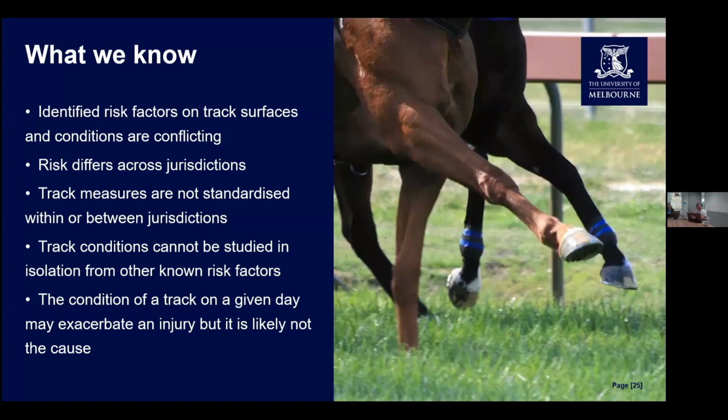So what do we know? We know that we've identified risk factors from track surfaces and conditions are conflicting, and these conflicts are likely due to jurisdictional differences. The track measures also are not standardised within or between jurisdictions, and our track conditions can't be studied in isolation from our other known risk factors. We know that track condition isn't the only thing that's contributing to risk of injury. And really, really importantly, the condition of a track on any one given day might exacerbate an injury, but is not the cause.